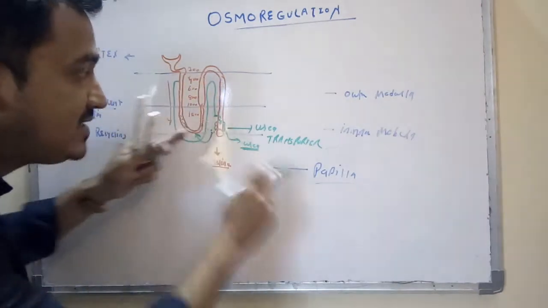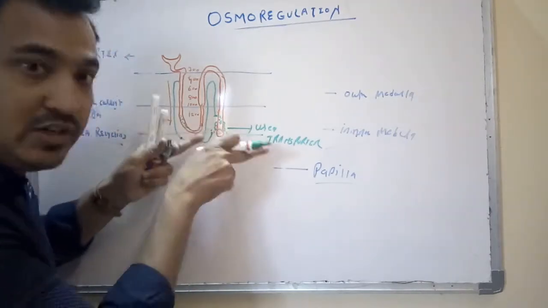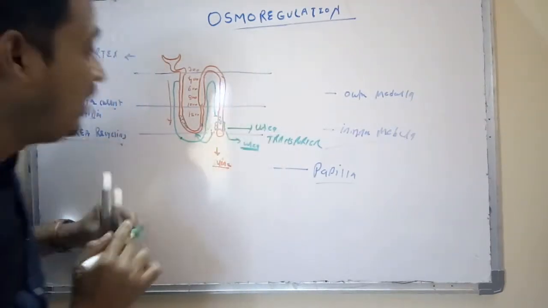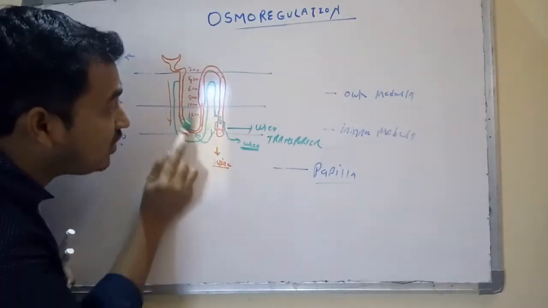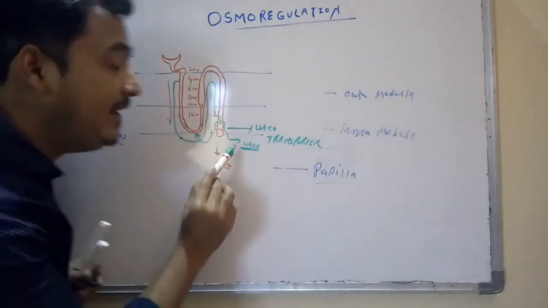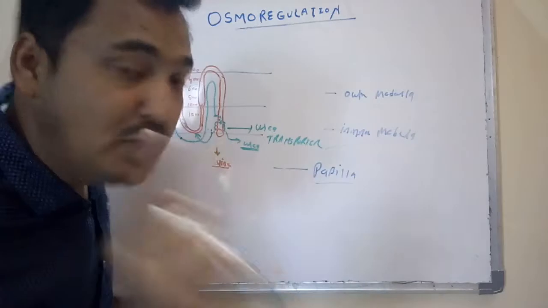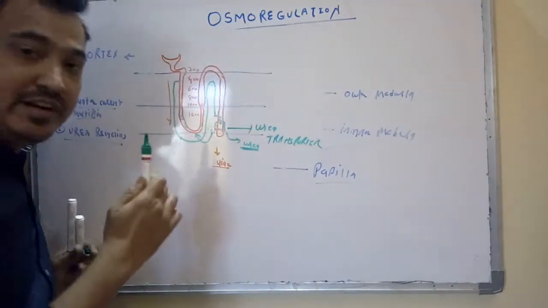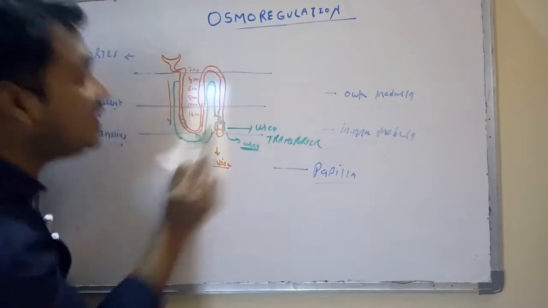This urea is getting out through this transporter in what part? In interstitium, in interstitial medulla. And interstitial medulla is what? Already hyperosmolar. Will it add to? Urea is what? Solute. Will it add to osmolarity or will it not add to osmolarity? It will add to osmolarity.